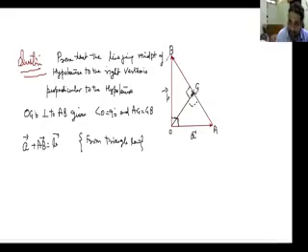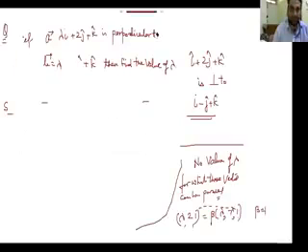It says prove that the line joining the midpoint of hypotenuse to the right vertex is perpendicular to the hypotenuse. Okay, we will use vectors to prove this.